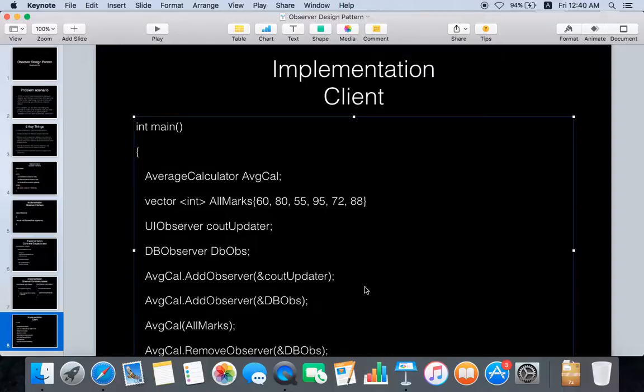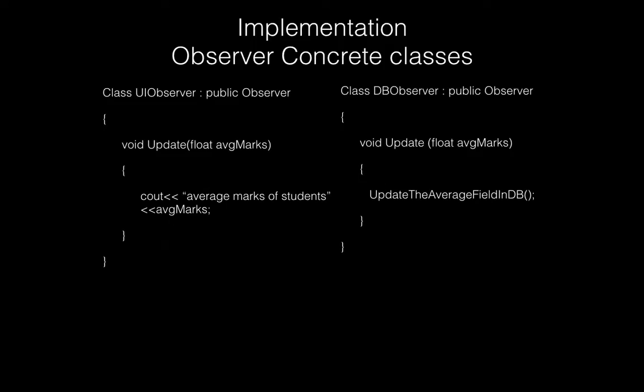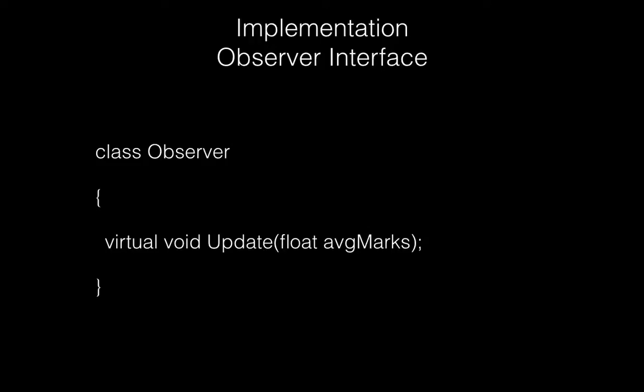So in here what you would be calling is dot calculate average, and here you would be passing all the marks. On your subject you should be calling the method called calculate average, and once you're done within calculate average, it will notify all the observers like UI observer and DB observer. So once that is done, you can start removing observers. So this is a very basic simple implementation for the observer design pattern.